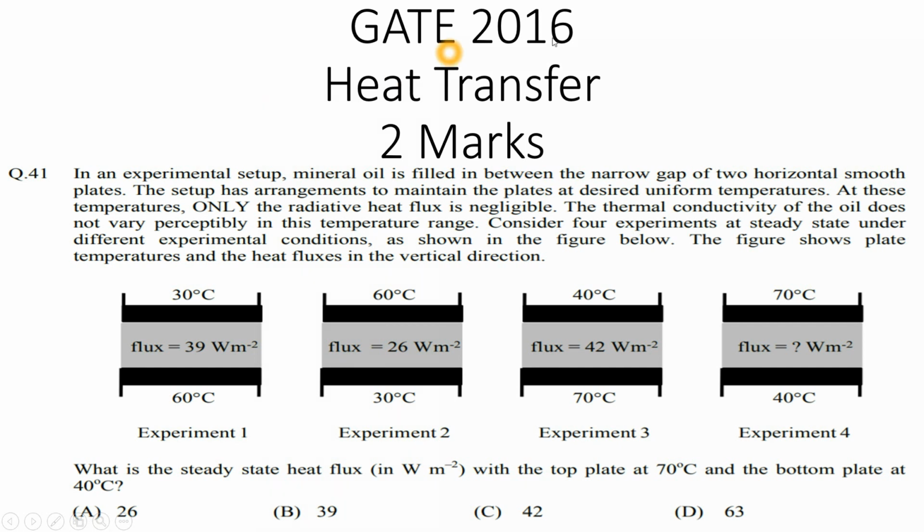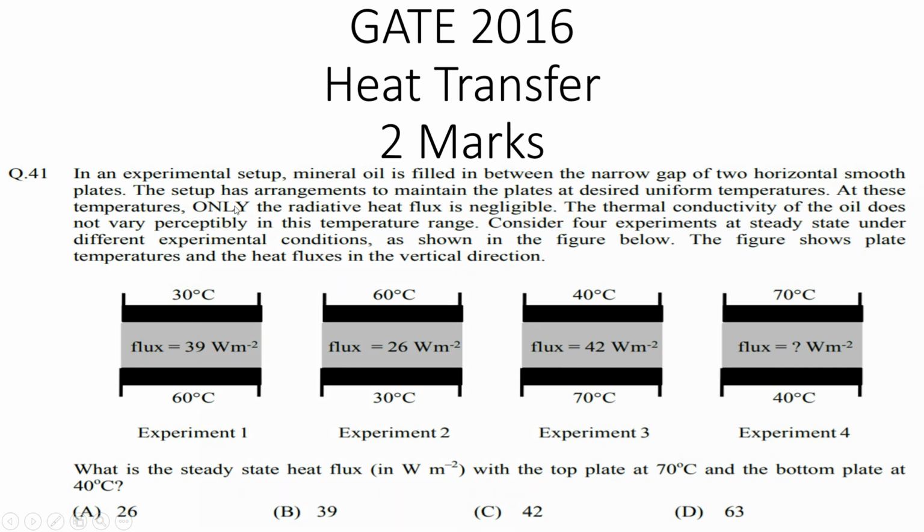Our next question is from GATE 2016 heat transfer for 2 marks. In an experimental setup, mineral oil is filled in between the narrow gap of two horizontal smooth plates. The setup has arrangements to maintain plates at a desired uniform temperature. At this temperature, only the radiative heat flux is negligible.